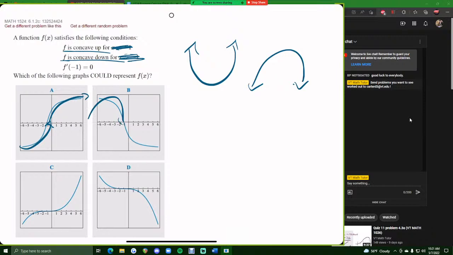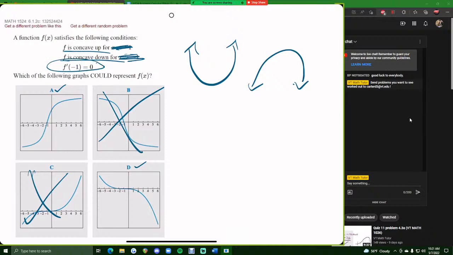B starts concave down, so we can eliminate B. We're looking for the ones that start concave up. C starts concave down, so we can eliminate that, which means D must start concave up. So we're at A and D so far. What's the last statement? f prime at -1 equals 0. Keep in mind, f prime means the derivative. f prime means the slope of f.